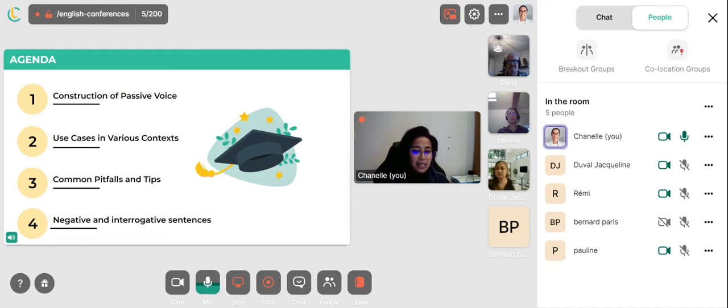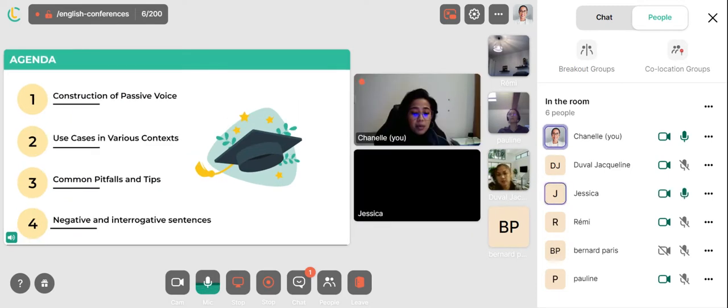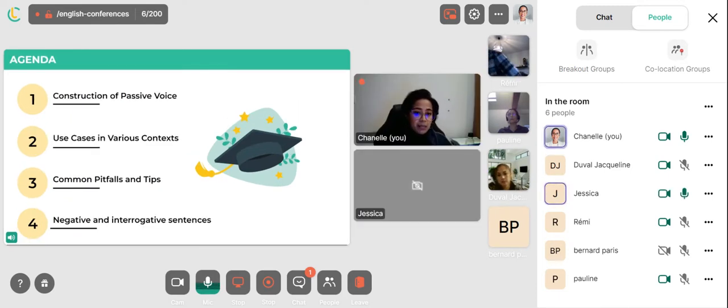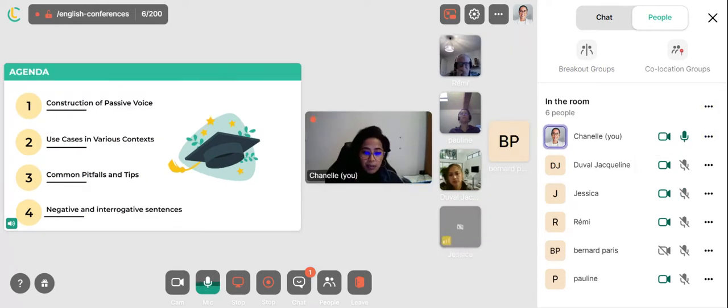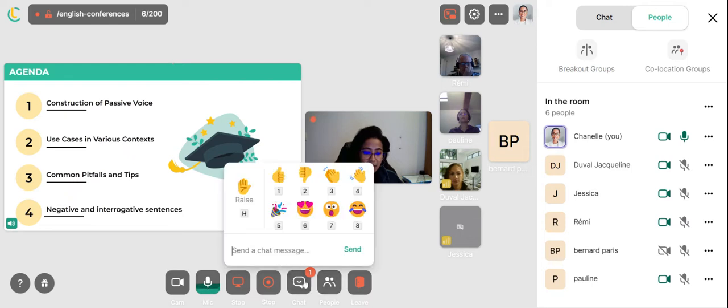So we are going to be discussing 4 parts of the passive voice. The first part will be the construction of the passive voice. The second will be use cases in various contexts. And number 3 will be common pitfalls and tips. So that means we will be discussing certain problems we could find with the passive voice. We will also be discussing the negative and interrogative sentences. So let's begin.